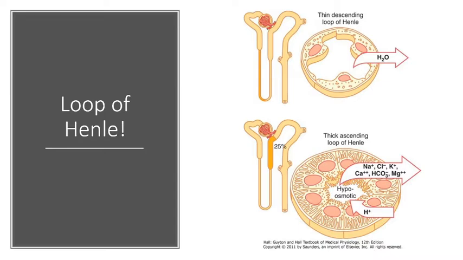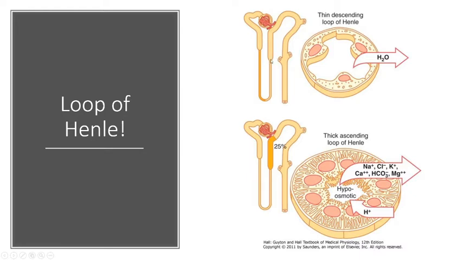So the loop of Henle is divided into three areas. This picture is slightly misleading because you've got the thin descending limb, the thin ascending limb, and the thick ascending limb. It's slightly confusing because it looks like the thick ascending limb is miles away all the way up. Depending on which book you read, it either takes up a big proportion of this or a little proportion, as you see in this diagram.